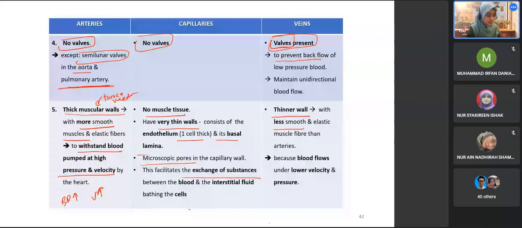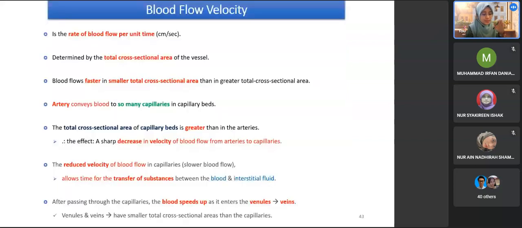Okay, dia tu referring to the blood lah, kan, the blood that has flowed quite a long distance from the heart into the artery, into the arterioles, into the capillary beds, into venules, and then vein. So the distance is really long. So the velocity of the blood will reduce as the blood enters into the vein.